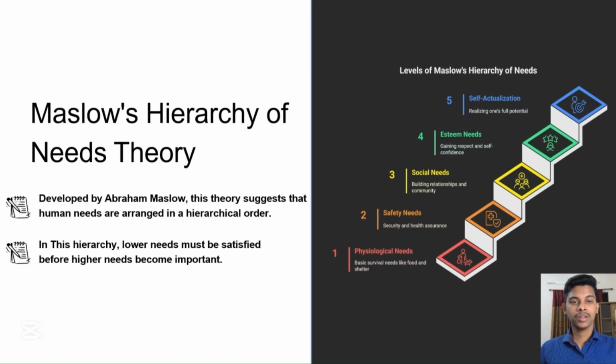Physiological needs are basic survival needs like food, water, air, shelter, sleep, etc. Whereas safety needs are personal security, financial stability or health. Social needs are love, belongingness and relationship. Esteem needs include recognition, confidence and self-respect. And lastly, self-actualization needs are personal growth, creativity and fulfillment.